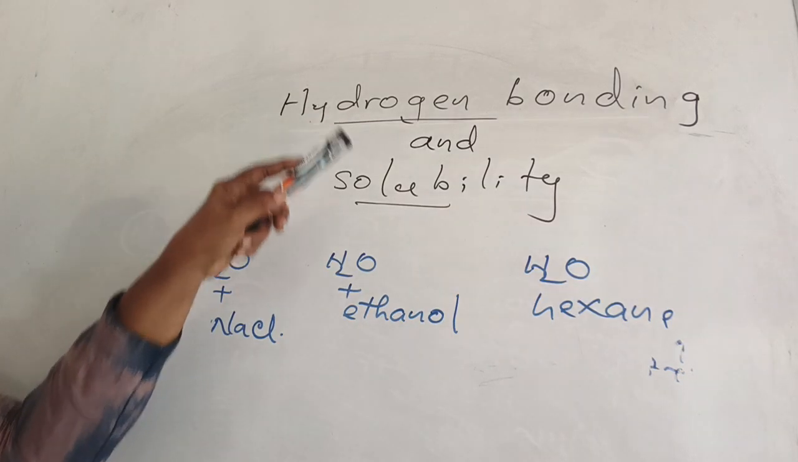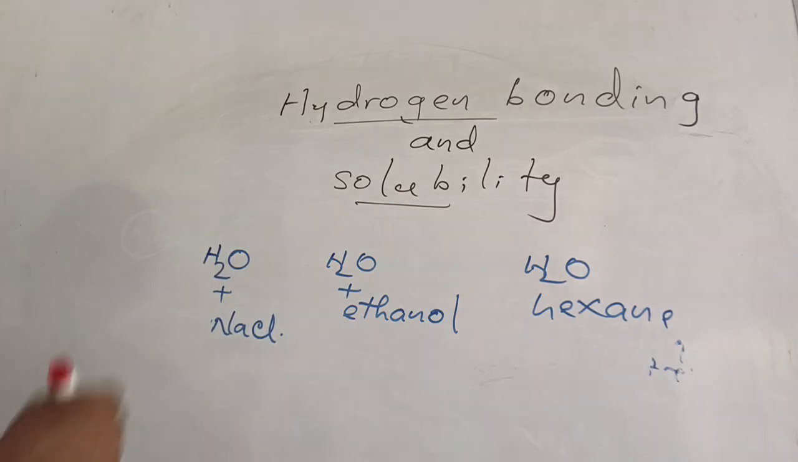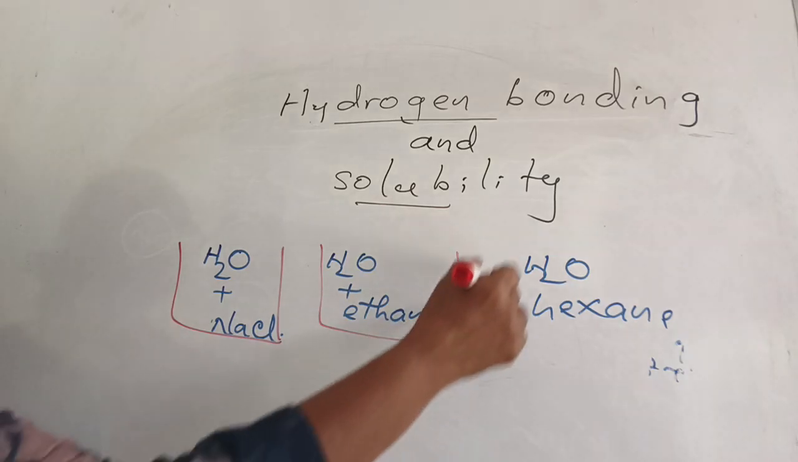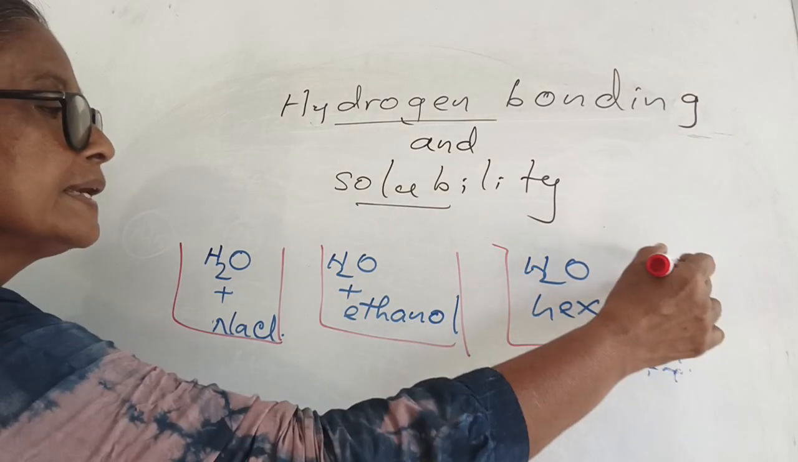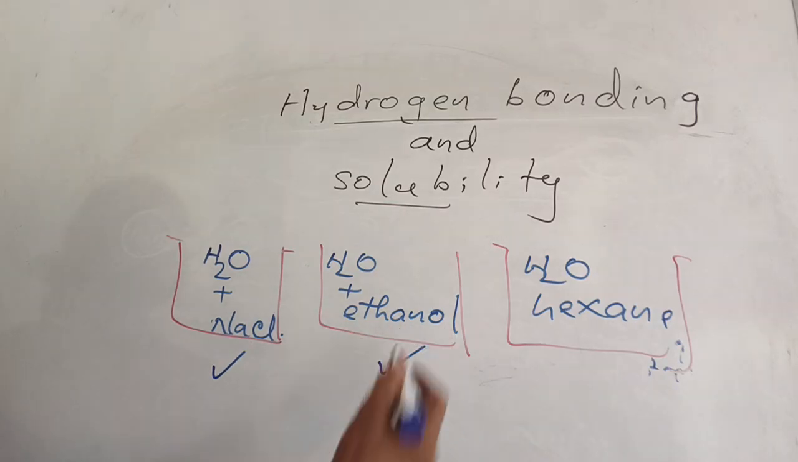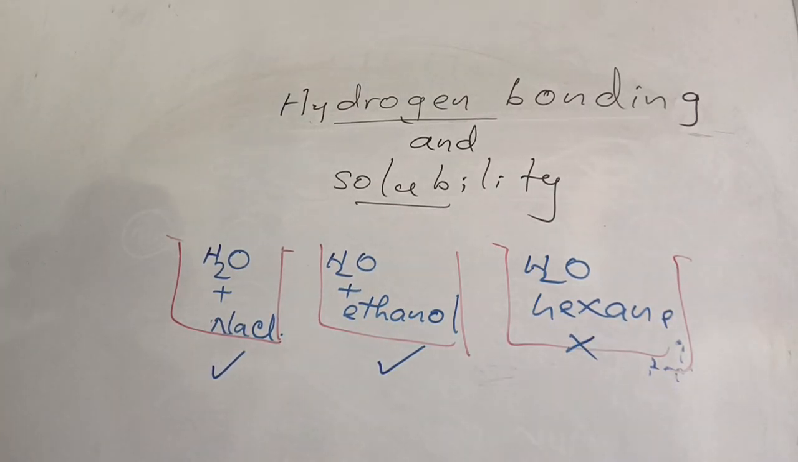Considering hydrogen bonding in solubility, I have taken three examples in which water is present in three different mixtures: water and ethanol, water and hexane, as well as water and sodium chloride. With your basic knowledge, you know that sodium chloride is soluble in water, ethanol is soluble in water, but hexane is not soluble in water.